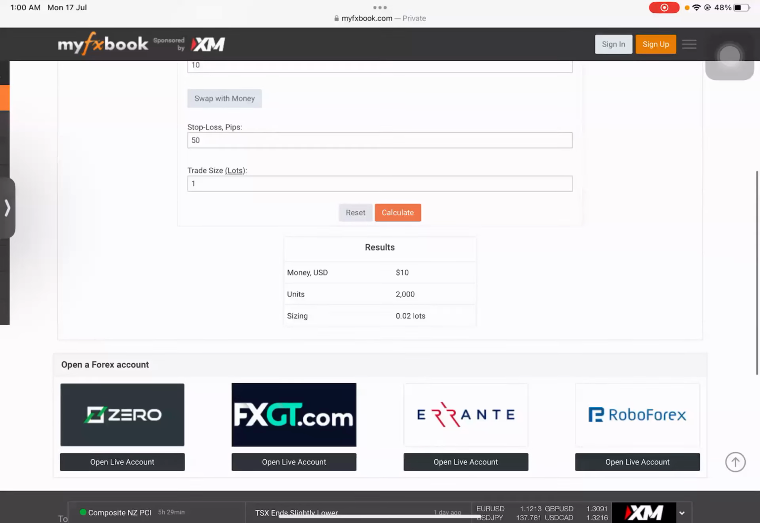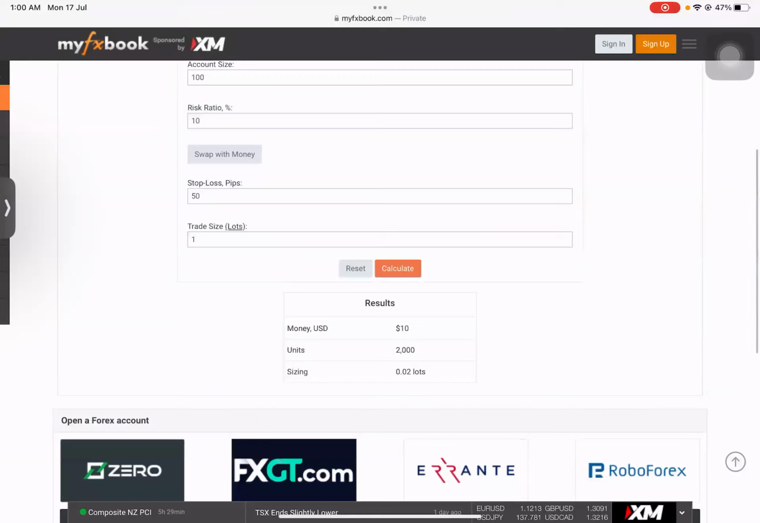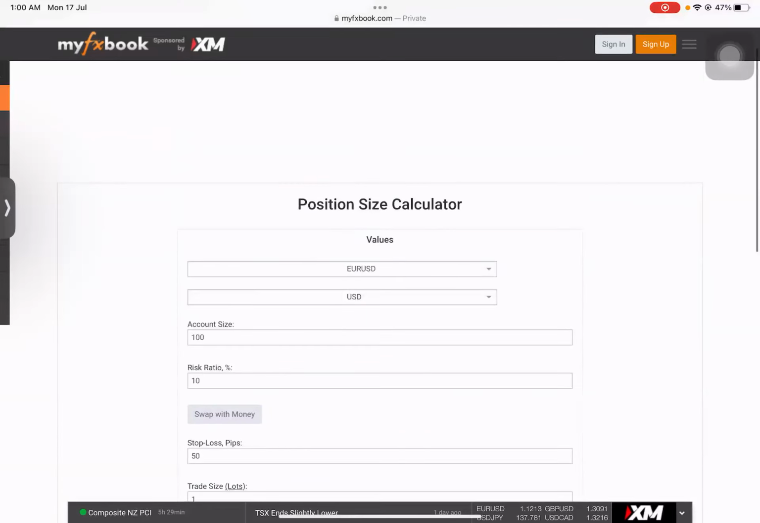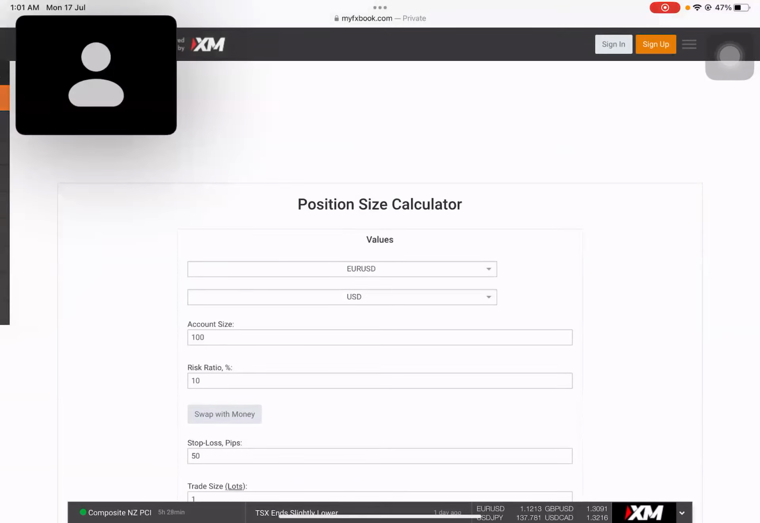It will tell you that if you want your maximum loss to be only $10, you could just follow this 0.02 lot. For right now you can use this one, myfxbook.com and the position size calculator. So that's all for the risk and money management.